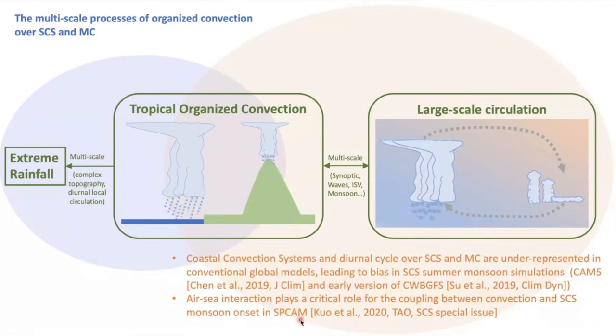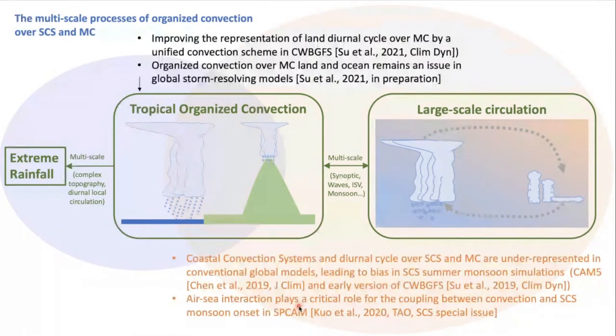And even for the SPCAM, which resolves the convection using the 2D CRM, we are seeing a bias in the simulated monsoon, and we identified that the air-sea interactions play a critical role in the coupling between the convection and the large-scale circulation. Continuing this line, we want to improve the representation of convections in the global models. And we also want to further identify if such bias still exists in some of the most state-of-the-art global cloud-resolving models in the DYAMOND projects.